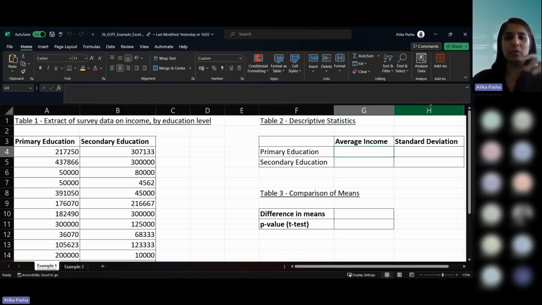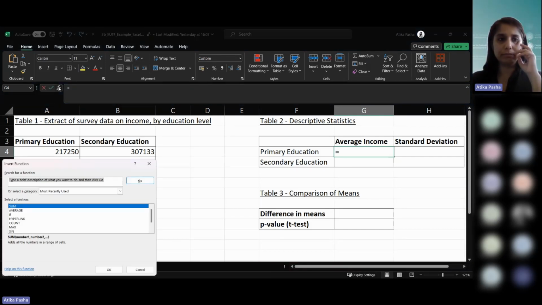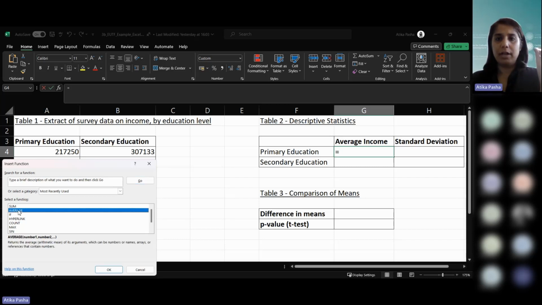So part of this sheet will be easy. What we do is first calculate the average income for those who have primary education. Again, this is just the mean that we are calculating, right? So go to this box, fx, here, click on it. And what you're trying to derive is the average, right? Click on average.